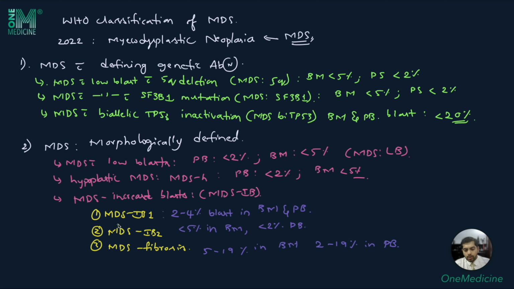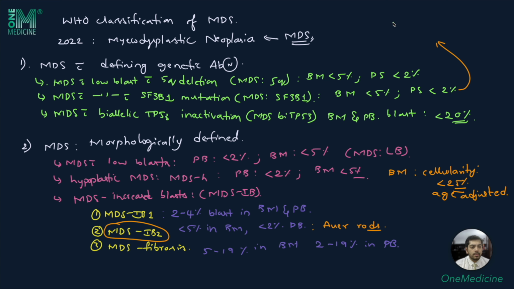Now, important points to note about certain subtypes. In MDS-IB2 patients, there can be Auer rods also. In patients with hypoplastic MDS, the bone marrow cellularity is less than 25% and it is age adjusted. And in patients with SF3B1 mutation, presence of ring sideroblasts of more than or equal to 15% itself can be diagnostic of the disease, and there is no requirement of the mutation itself to be seen.